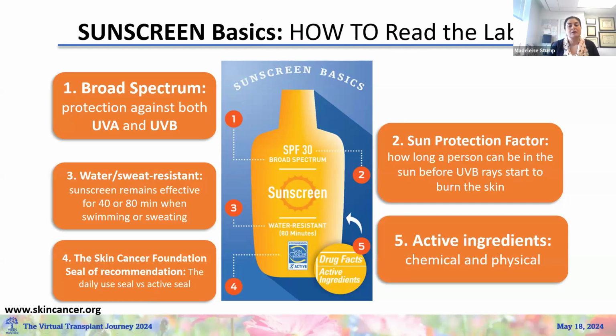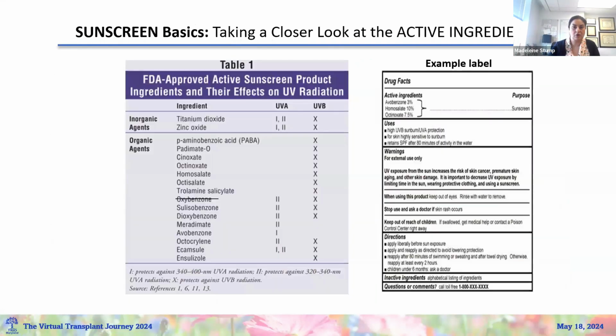And finally, there is the importance of active ingredients. There are two types of ingredients that comprise a sunscreen. They're chemical and physical blockers. So we'll take a look at those on this slide.